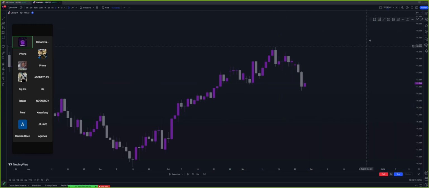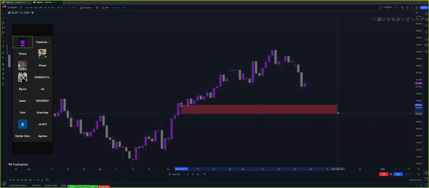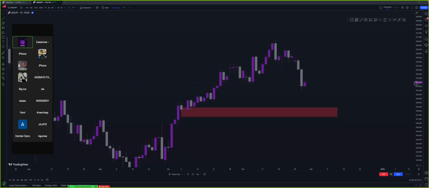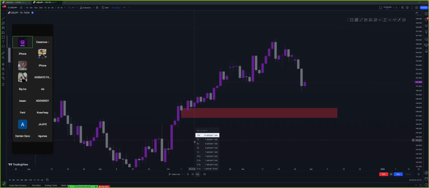If the market comes there, this block here is what we are going to use as the area we are expecting price to come to. So that's going to be a demand zone for us over here. Now let's play price, but first of all, before we play price, let me change the speed.